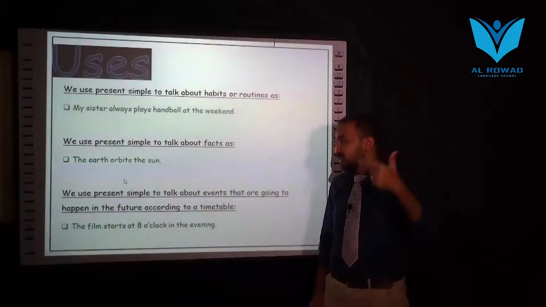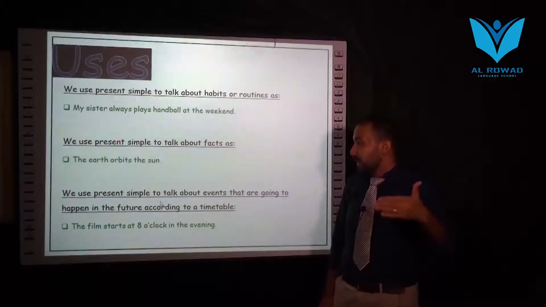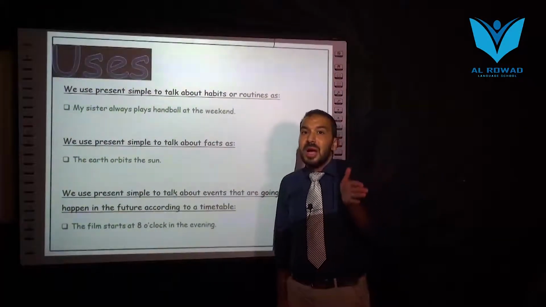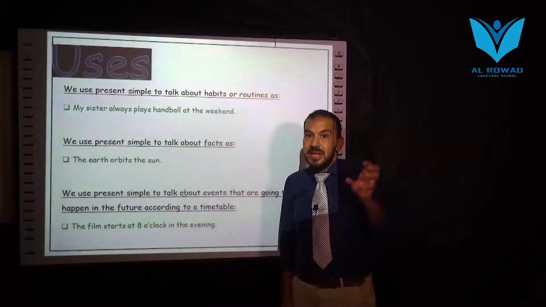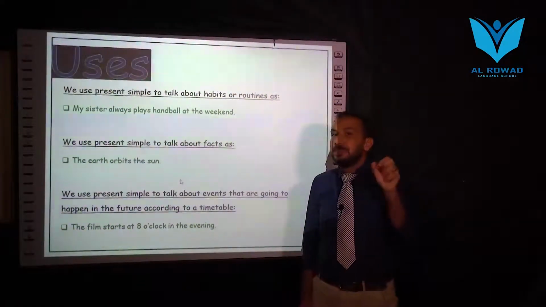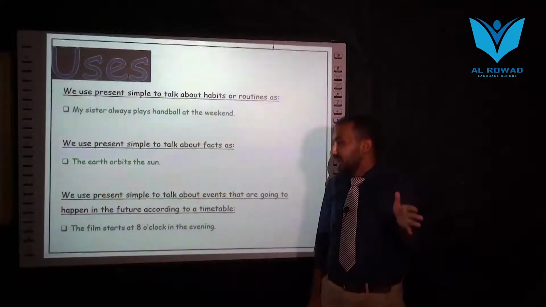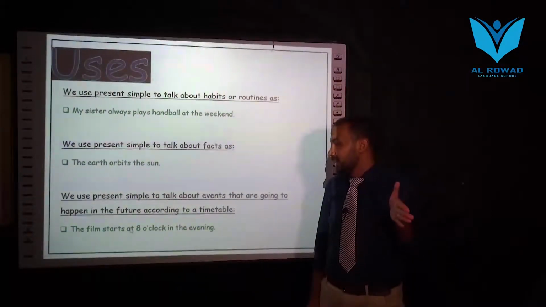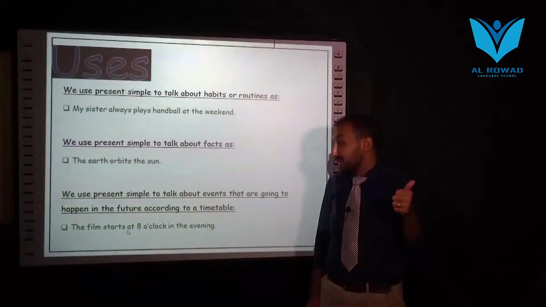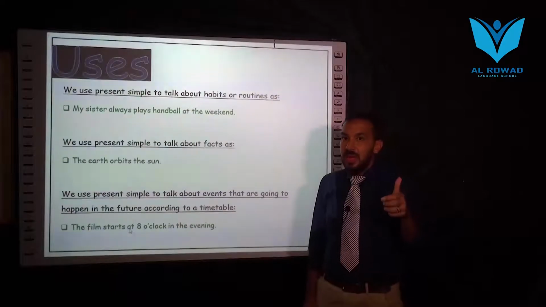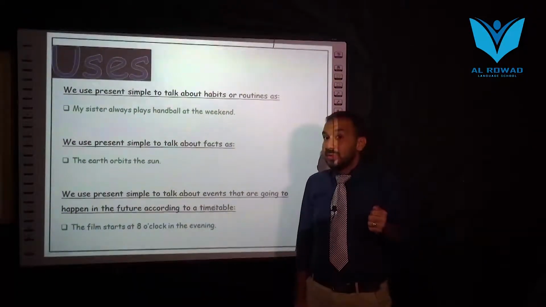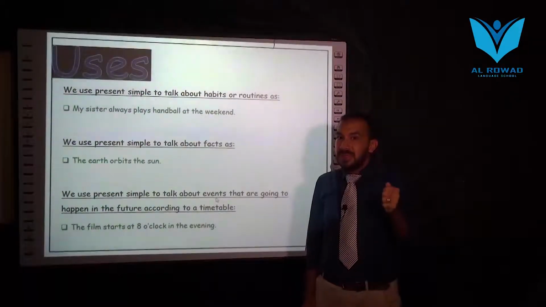We use present simple to talk about events that are going to happen in the future according to a timetable. If something is going to happen in the future according to a timetable, I use present simple. Like when I say, the film starts at 8 o'clock in the evening. If this action will happen in the future according to a timetable, I use present simple.